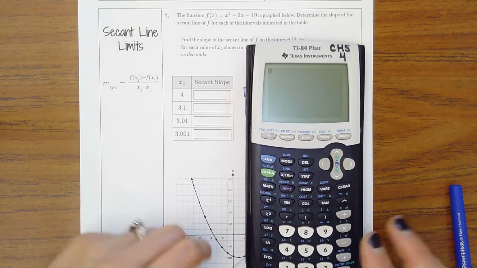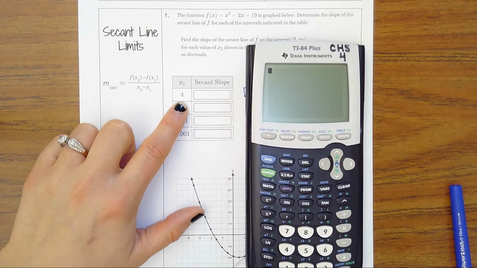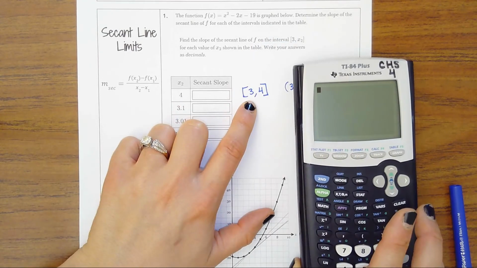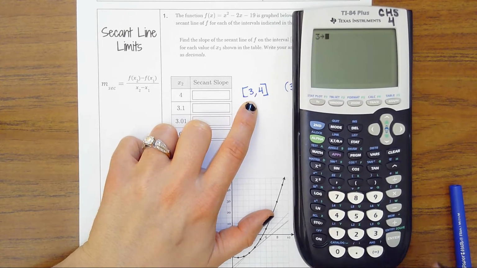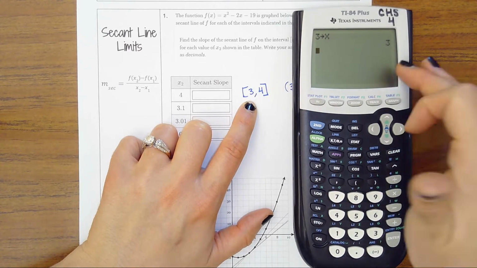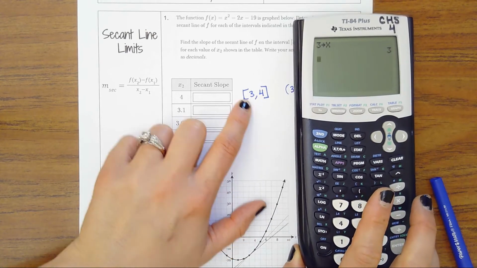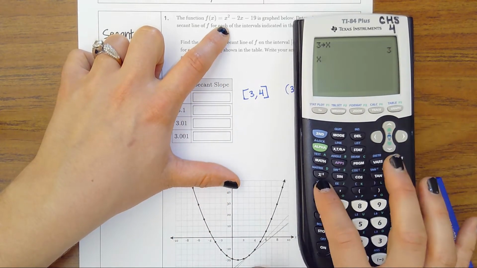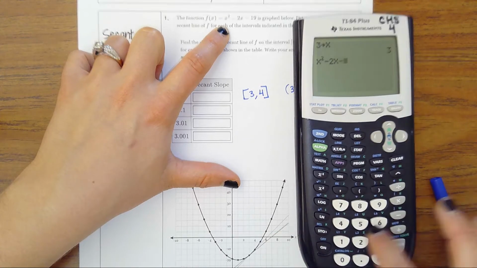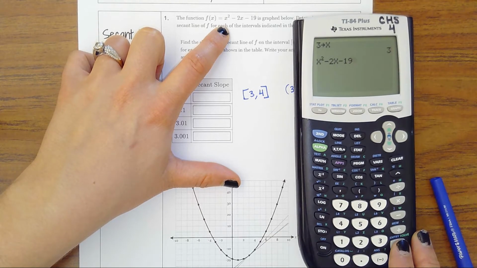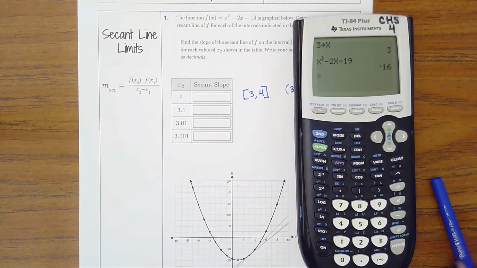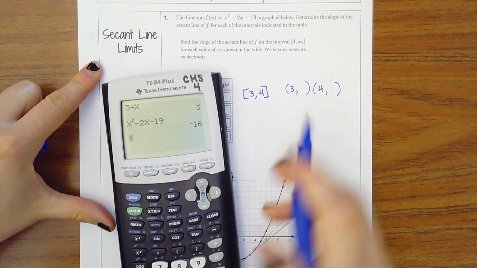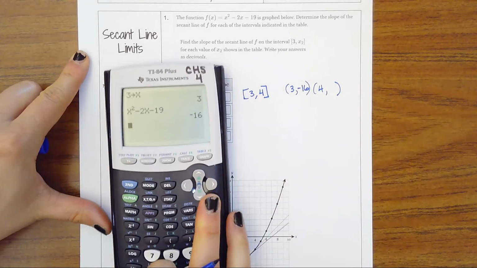You're going to first store an answer. First we actually need to do 3, don't we? So I'm going to hit 3, then the store button, and I want to store it as x. You have to push enter so your calculator knows to store that. Now I'm going to put this function in, x squared minus 2x minus 19. When I hit enter, your calculator is going to replace every x with 3. And so that is negative 16. So when I plug in 3, I get negative 16.